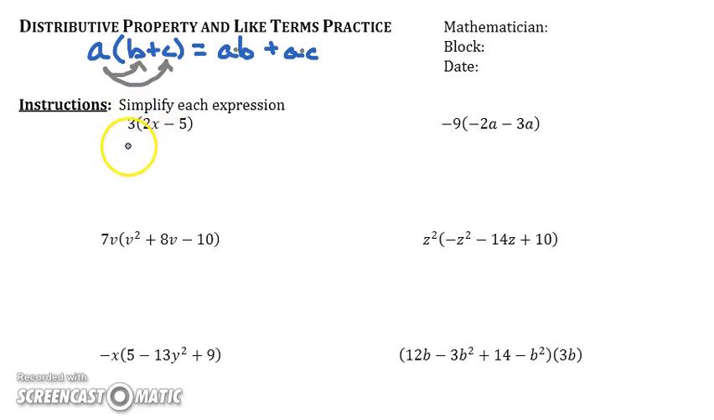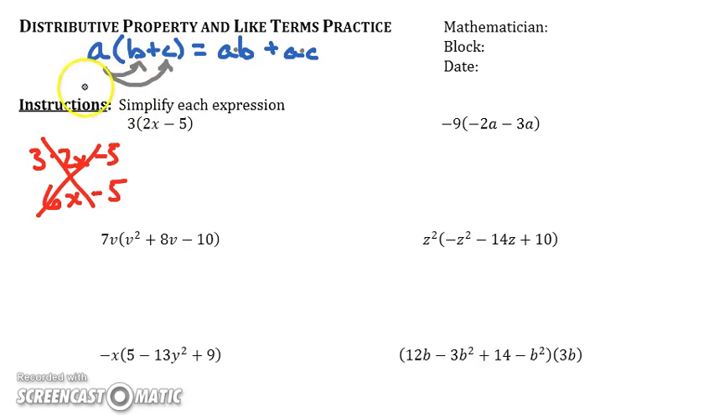A lot of times what people will do, and what I'm about to write is incorrect, is write 3 times 2x minus 5 like so. We cannot simplify it to 6x minus 5. This is the wrong way to go.